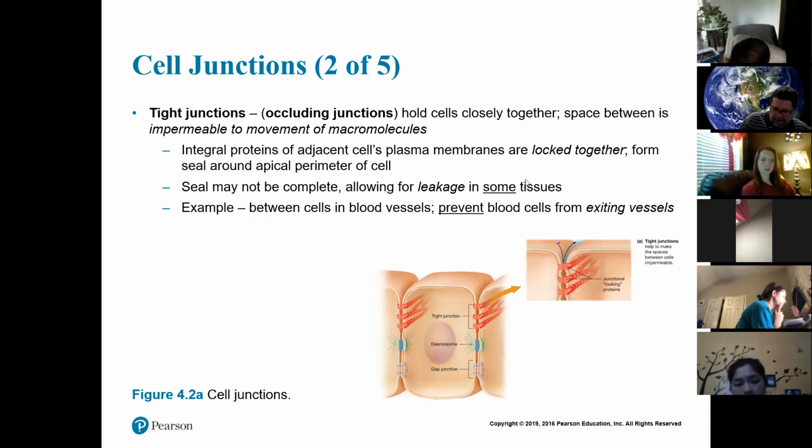So anyway, tight junctions are pretty cool, where adjacent plasma proteins actually fuse together and form an impermeable membrane between the cells. A good example would be that simple columnar epithelium that we saw for the digestive system.